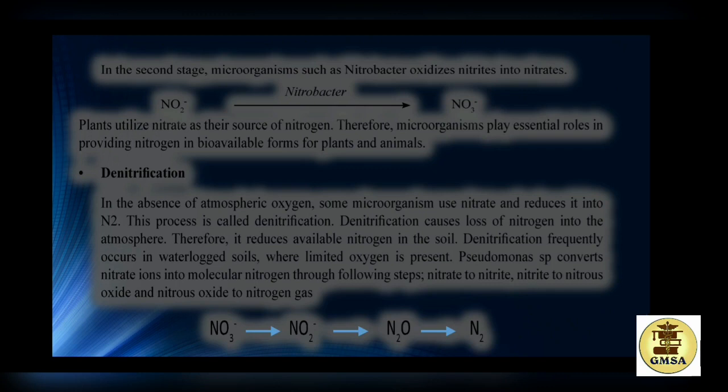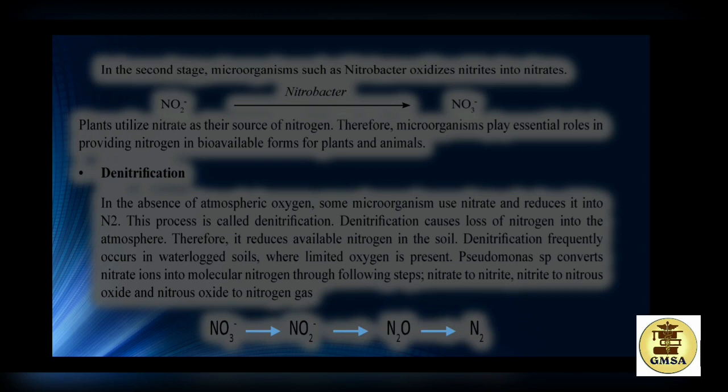Now, this denitrification process really reduces the availability of nitrogen in the soil because the nitrate in the soil is converted into N2. N2 is a gaseous form, and due to this gaseous nature, it is released to the environment. Therefore, it reduces the availability of nitrogen for the plants. Denitrification frequently occurs in waterlogged soils where limited oxygen is present.